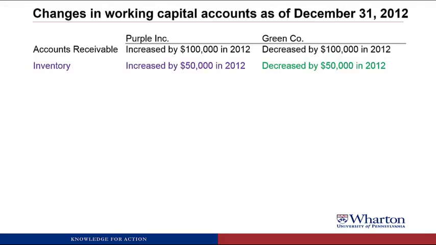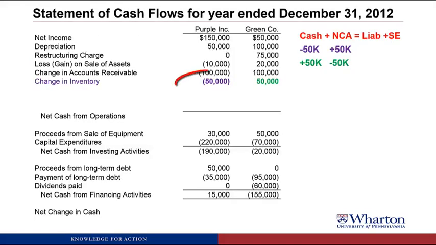Next, Purple had an increase in inventory of $50,000. Green had a decrease in inventory of $50,000. So starting with Purple, inventory goes up, non-cash asset goes up. We subtract that on the cash flow statement. What must have happened here is Purple bought more inventory than they sold, with the amount of inventory they sold represented in net income. For Green, their inventory went down, so that's a non-cash asset going down. We add that back on the cash flow statement to stay in balance. And what this means is that Green actually sold more inventory than they purchased.